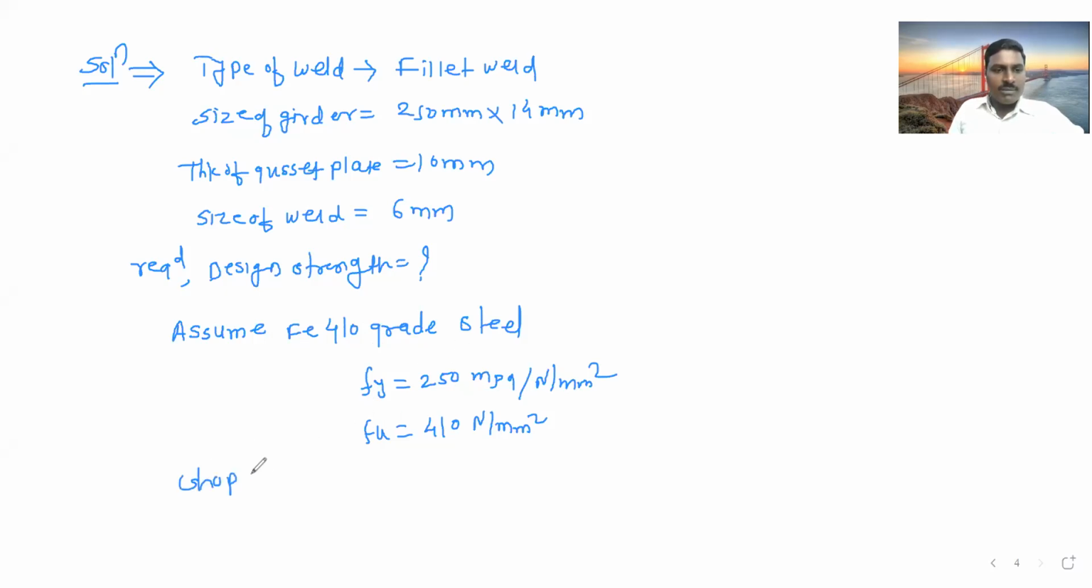Okay. So that is given, and again I think shop welding is given. So shop welding is given, it means what? Gamma MW is equal to 1.25. Good. Gamma MW is equal to 1.25. That is again given. Okay, so this is given data and this is our requirement.